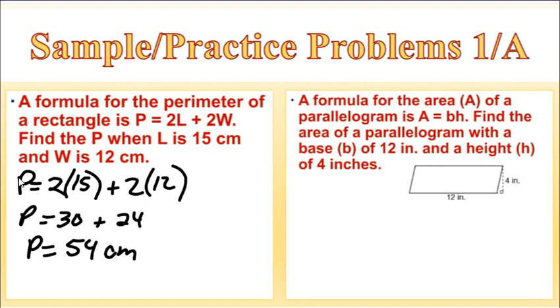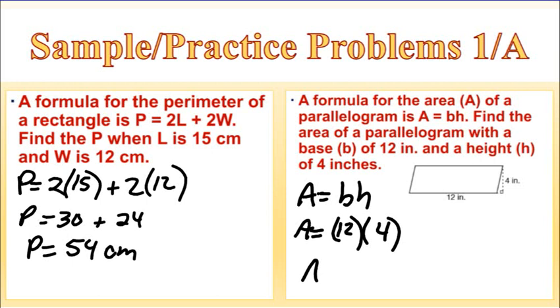Next one: a formula for the area of a parallelogram is A equals B times H, B for the base, H for the height. Find the area of the parallelogram with a base of 12 inches and a height of 4 inches. I usually start off with my formula, A equals BH, and I substitute my numbers in. I need to find the area when the base is 12 and the height is 4. 12 times 4 gives you 48, so you'd have an area of 48 inches.